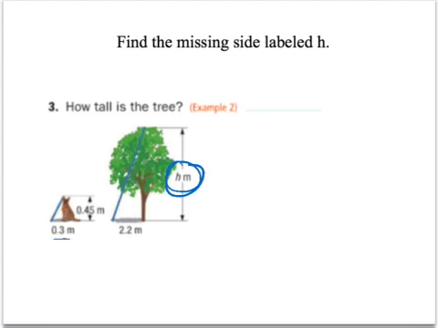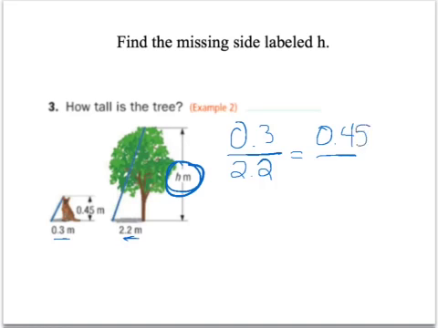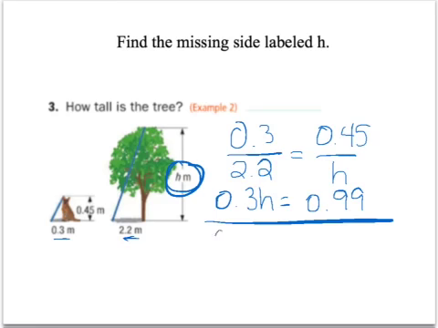In example number 3, we're going to find the missing side that's labeled side H. And I know that 0.3 corresponds to 2.2. We're talking about shadows here of a dog and a tree. So 0.3 corresponds to 2.2, as the height of the dog, 0.45, is to the height of the tree. And so we're going to cross multiply, and we have 0.3h equals 2.2 times 0.45, which is 0.99. We're going to divide both sides by 0.3, and we are going to get the height of the tree as 3.3 meters.